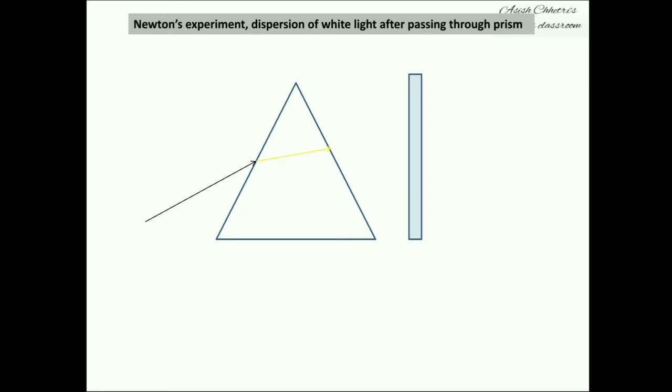Right now we can see there's a single ray of white light incident on a prism. After the ray strikes the prism, it gets deviated from the first surface, and again from the second surface it gets deviated. Here I am showing you red color, but actually it looks somewhat like this. Now what is this? Let me explain.